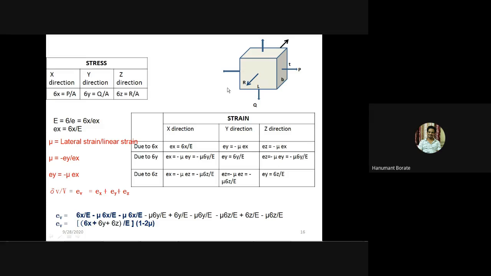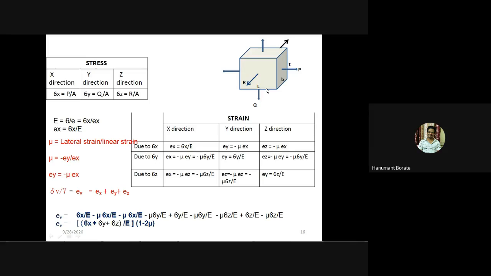Okay, then it is known as a linear strain. And Poisson's ratio equals lateral strain divided by linear strain, and this value is always negative. Why negative? Because if we apply a tensile force in the X direction, due to that there will be a change in length, and that change in length will be positive. Or we can say that there will be an extensional length.